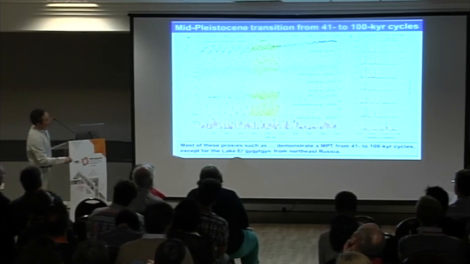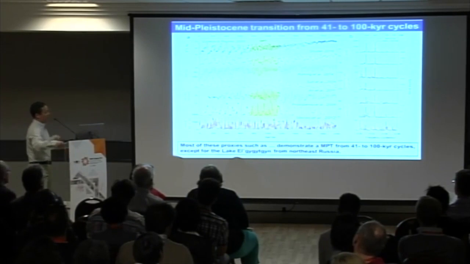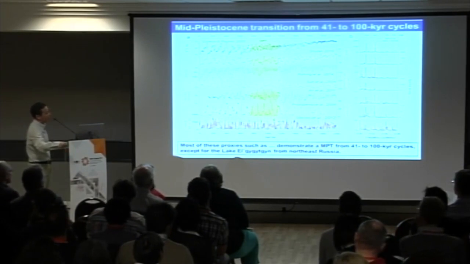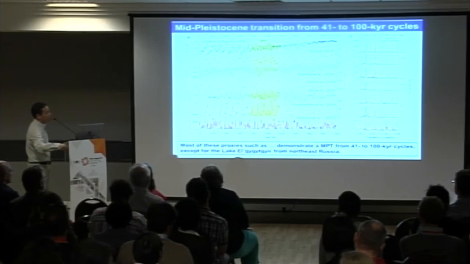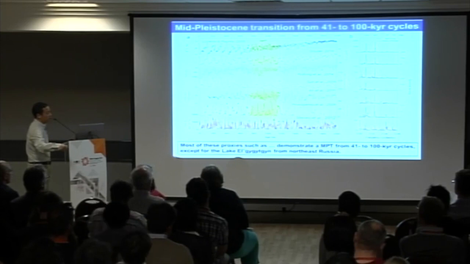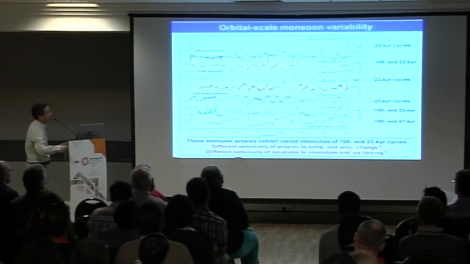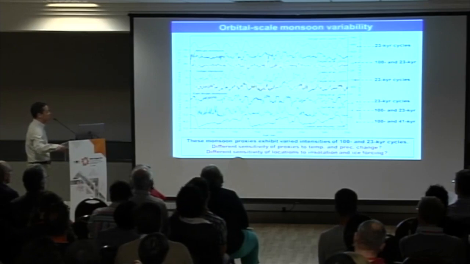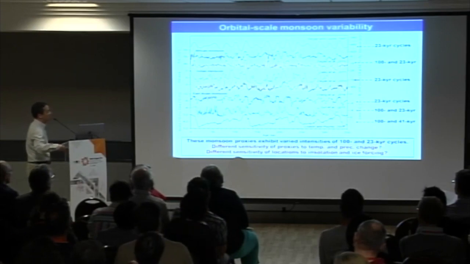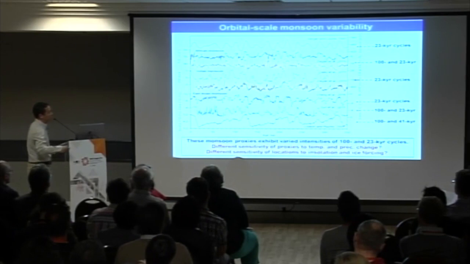Here are some spectral results before the MPT and after the MPT. Before the MPT, they have a very strong 41 ka cycle, and after that you will see a very strong 100 ka cycle. But for this one, you cannot say there is a very strong 100 ka cycle. So if you look at the monsoon records, the monsoon proxies exhibit different intensity of 100 ka and 41 ka cycles.